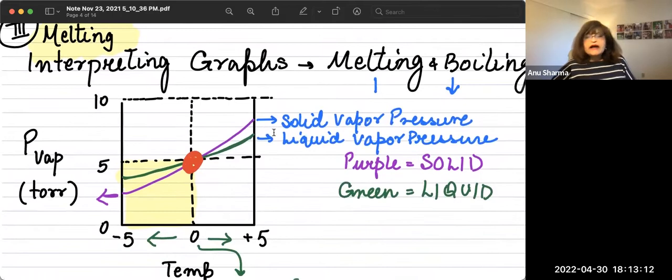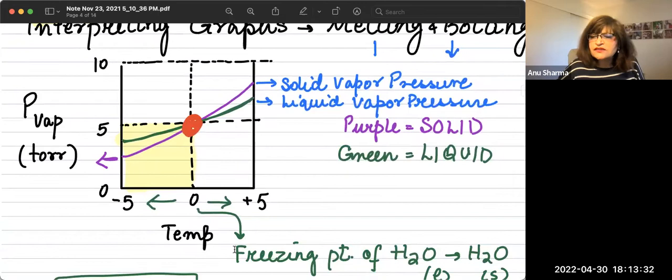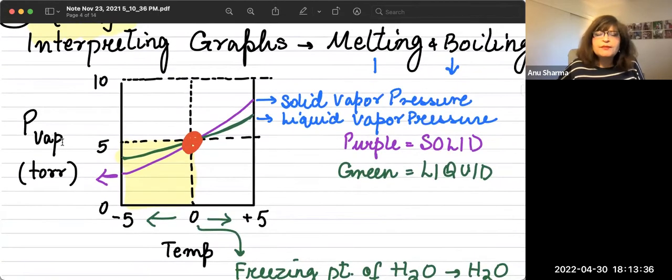Now, interpreting graphs. If you're just trying to understand a graph, what does it mean? First of all, there are two axes in the graph. You have a vapor pressure graph. Always, everything will have units. Here, the unit is torr. Temperature, we are reading in Celsius. I didn't write this here, but the temperature reading is in Celsius. So vapor pressure in torr, and temperature in Celsius.